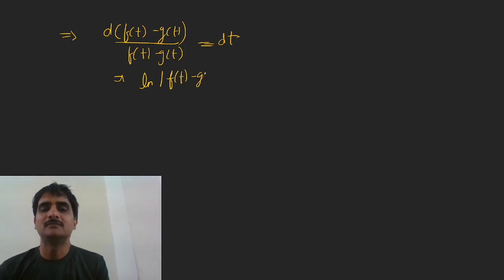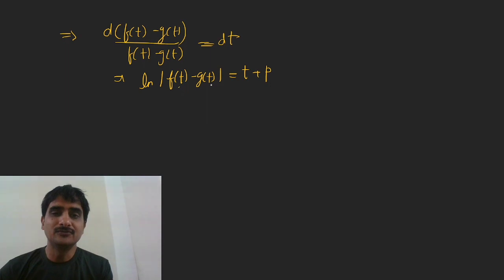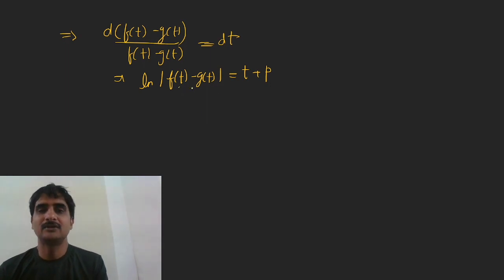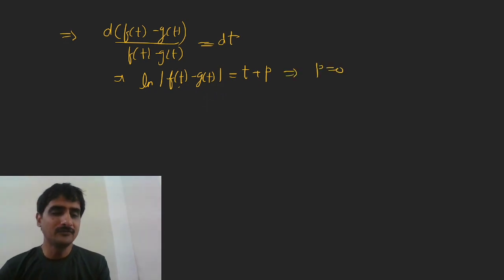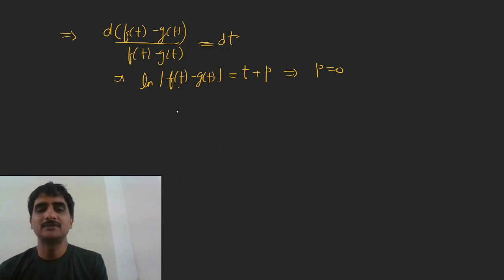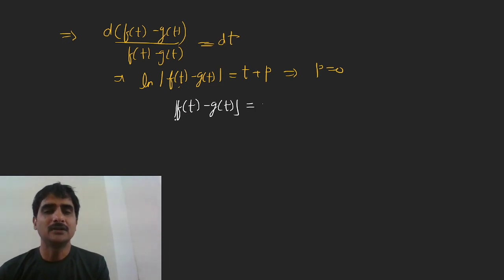Integrating both the sides, so again it's dz by z, so it's ln|f(t) − g(t)| is equal to t plus maybe some integral constant p. And again see, put t equal to 0: f(0) is 2, g(0) is 1, so it's ln 1 again, which is 0, so p is again 0. So therefore we now got one more relation, which is f(t) − g(t) is equal to e raised to the power t here.